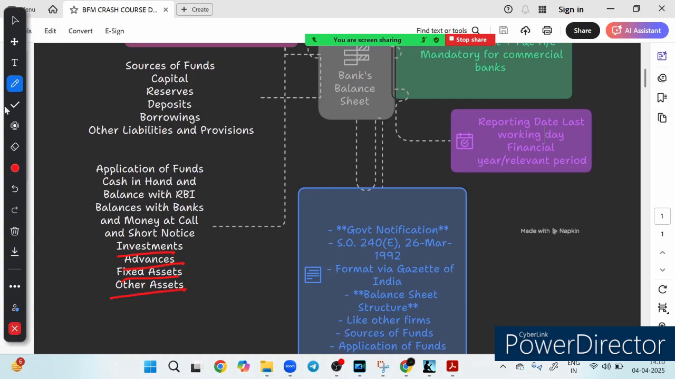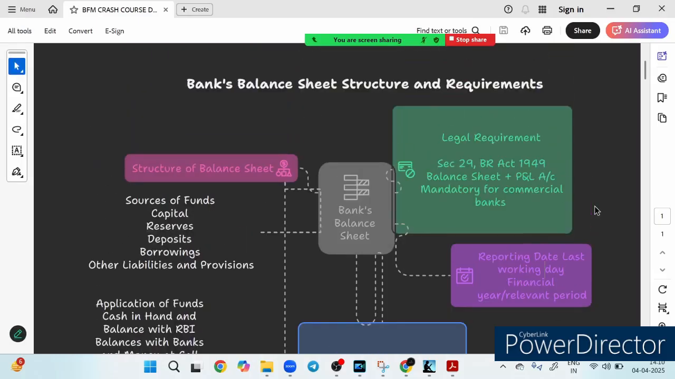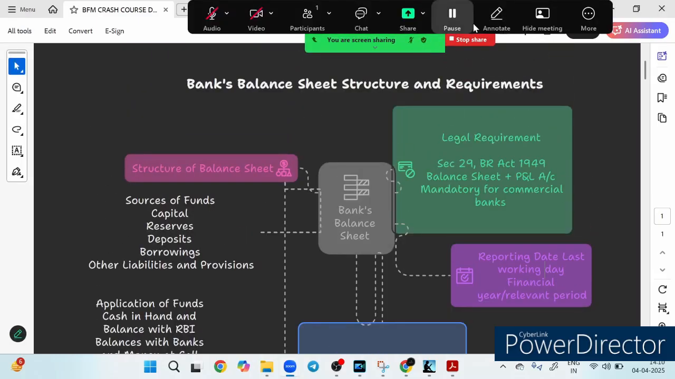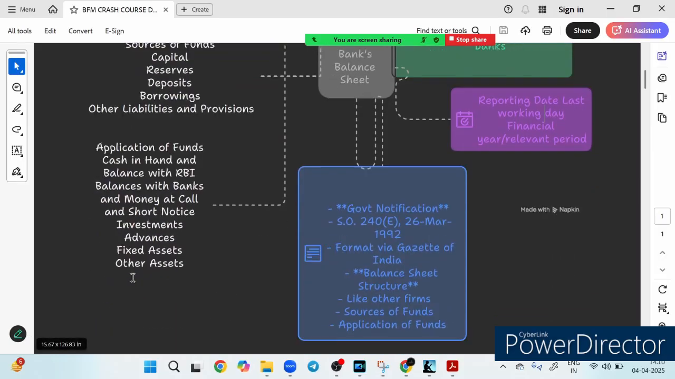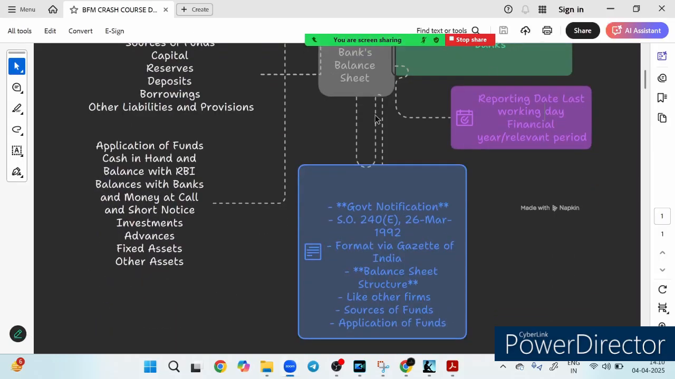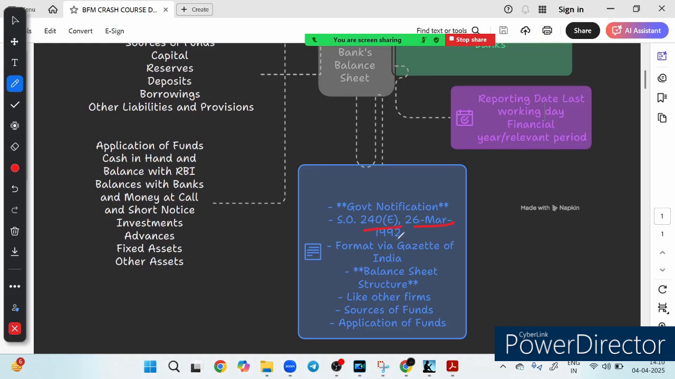But wait, banks can't prepare a balance sheet as they wish, right? So basically there is a strict legal requirement. Under Section 29 of the Banking Regulation Act 1949, all commercial banks must prepare a balance sheet along with a profit and loss account. So they need to prepare the balance sheet and also the profit and loss account. This is mandatory, and as per the government notification 240E dated 26 March 1992, banks follow a standardized format set by the Gazette of India, ensuring uniformity across the industry.